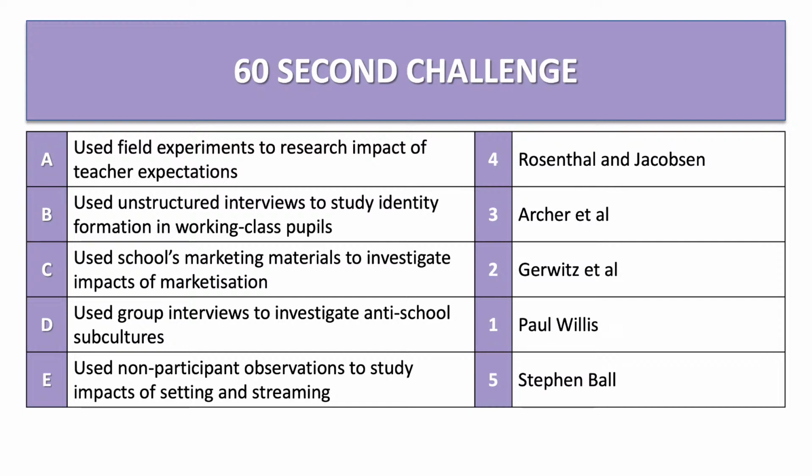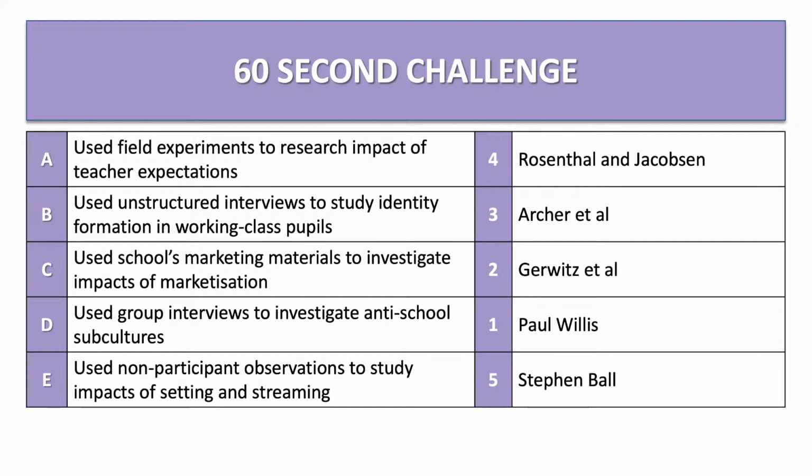The second one, using unstructured interviews to study identity formation in working class pupils. This is Archer et al. You can see Archer et al. The study is often referred to when we talk about Nike identities, the idea that working class pupils, because their habitus is rejected within the education system, look to gain status through wearing sportswear, and that the education system's rejection of that is a form of symbolic violence against them.